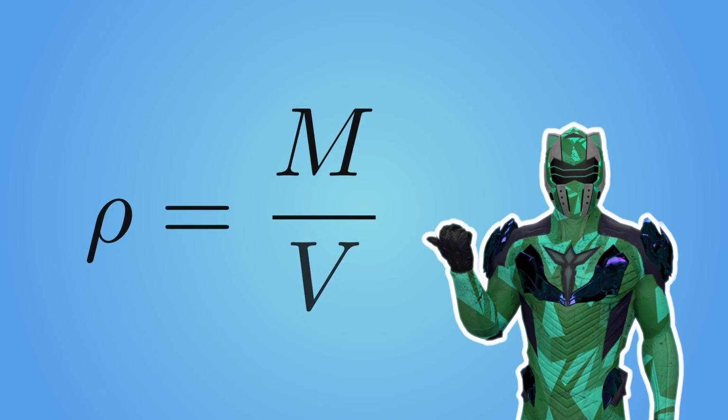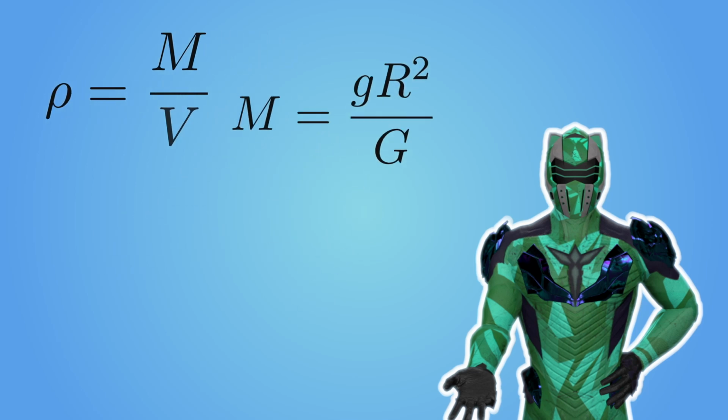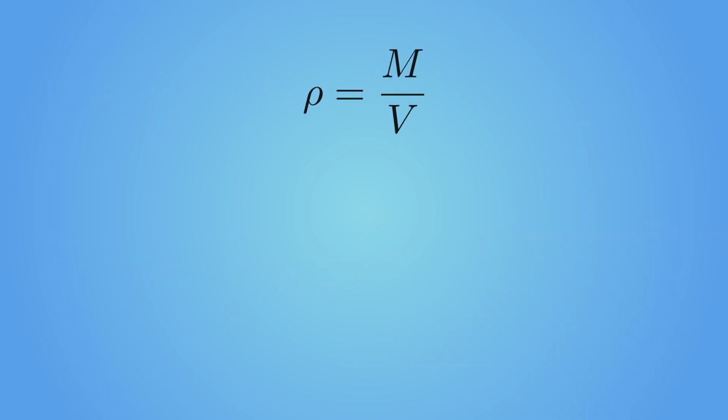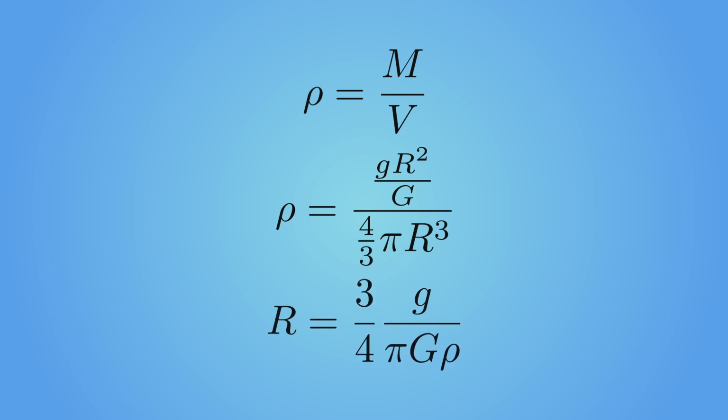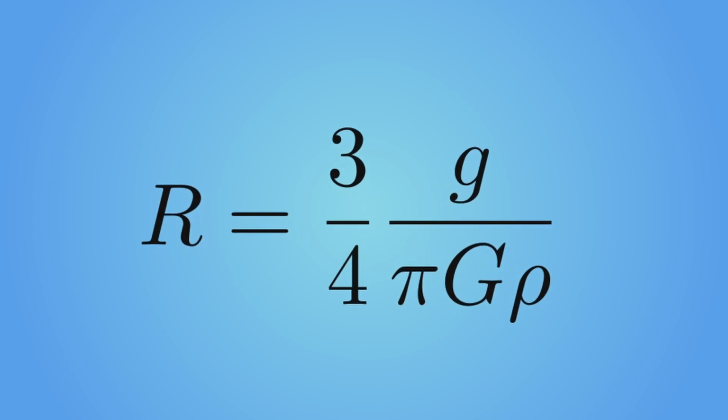Remember the formula for density? Density equals mass divided by volume. We also add the formula for the mass of Auraxis. Mass equals gravity times radius squared divided by G. And the formula for the volume of a sphere is this. If you plug the two latter formulas in the formula for density, you get this. With a little bit of calculus, you can actually isolate the radius, so you finally get this equation. So, now we have an equation that gives us the radius by only knowing two parameters, the strength of gravity and the density of the planet.